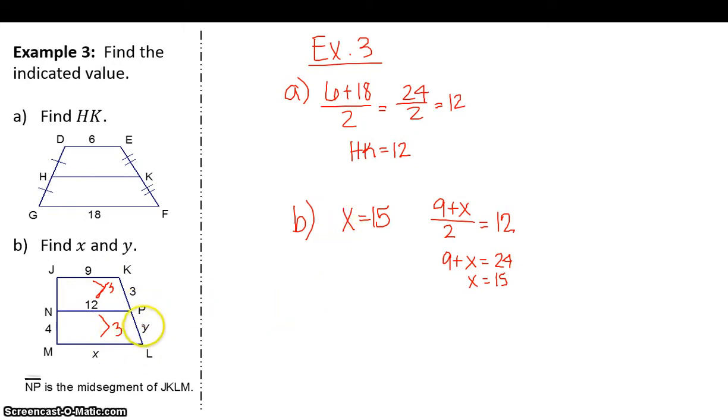Now for the y though, what was the definition of a midsegment? What do we know about point P in relationship to segment KL? Well, remember the midsegment has to be the segment that connects the two midpoints of the legs. So I could mark it like this is marked up here, that this is going to be congruent to this, and these two are going to be congruent. So then what's y going to equal? Y's got to be 3, because P has to be the midpoint if NP is the midsegment. Okay?